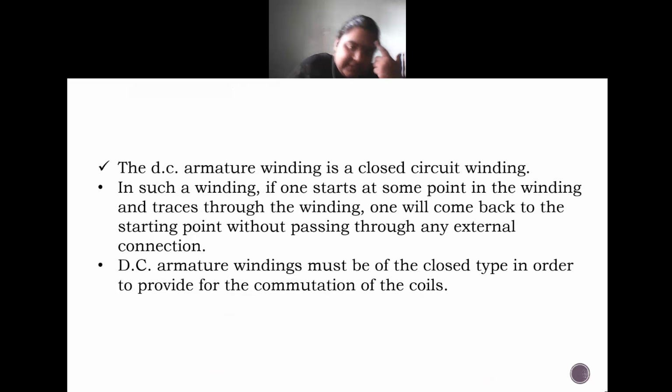And again we need to ensure that our armature winding is a closed circuit winding. That is, if we start tracing one winding, we should come back to the starting point without passing any external connection, because only this type of connection will provide us the ease to go for the commutation of the coils. For the commutator to work, this type of connection is compulsory. So these are the general characteristics which we need to follow for a DC armature winding.